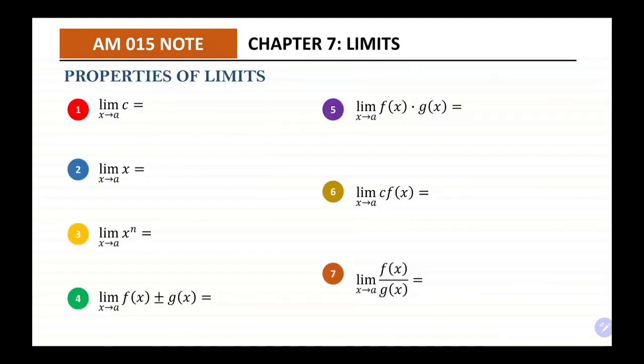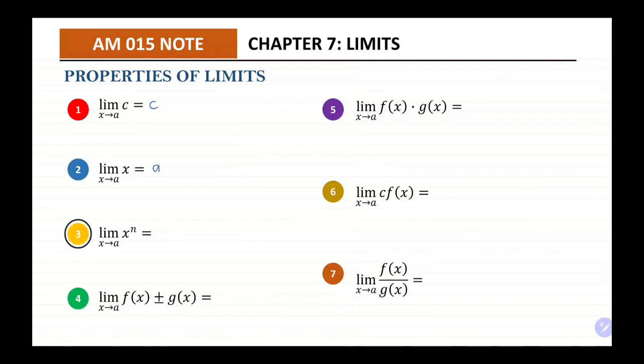We look at properties of limits. We have 7 types of properties. First, limit x approach a of c. C is a constant, so we don't have x to substitute a, then we just copy c. Number 2, we have limit x approach a of x. So we substitute a into x, then we get a.